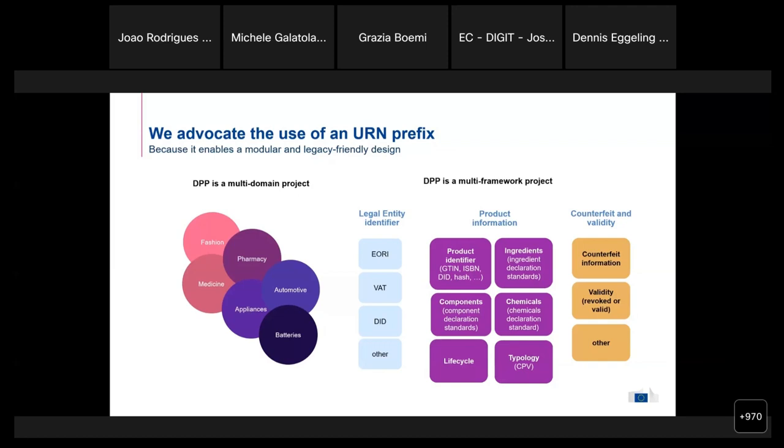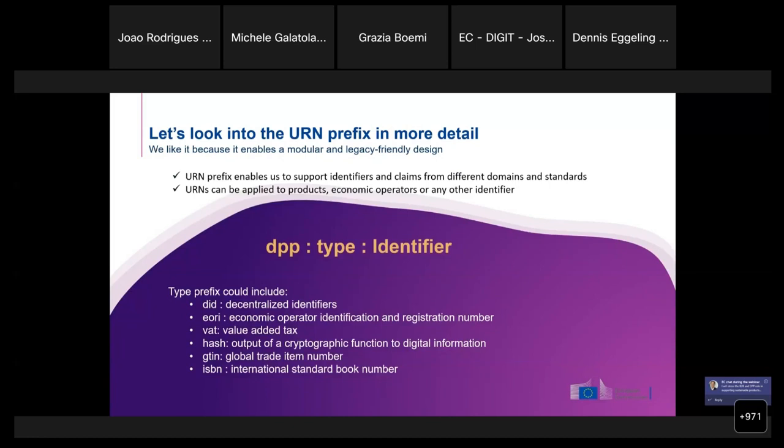We need to establish prefixes to provide contextual information. Next slide, please. So let's go now in detail of this URN prefix approach. We support this model because it provides scalability, modularity, and flexibility to adapt to legacy and to future solutions. These prefixes are going to enable us to support different identifiers and other claims from industries and standards, and they have multiple applications. They can be applied to products, economic operators, or any other identifier.